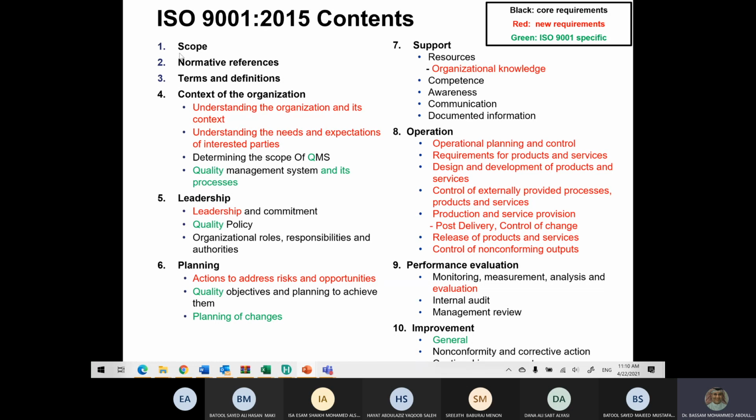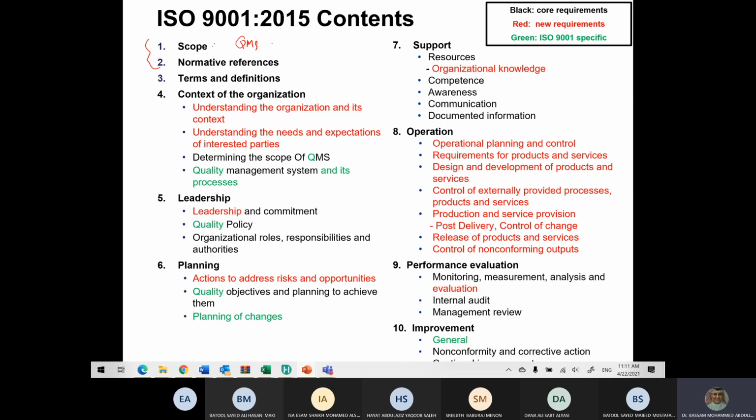Okay, so let's continue. ISO 9001 2015, what does it have? Let's see it one by one. The first one is saying that the scope of this ISO 9001 is quality management system. So it just defines what the scope of this is. It's just a few lines, 2-3 lines.